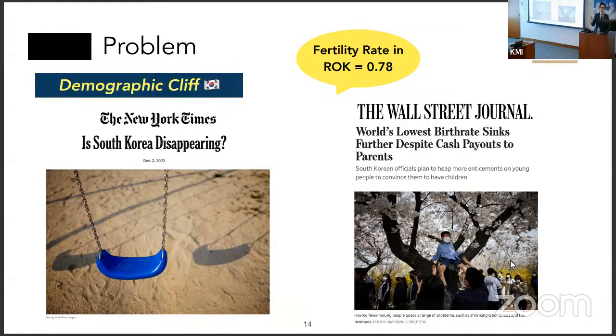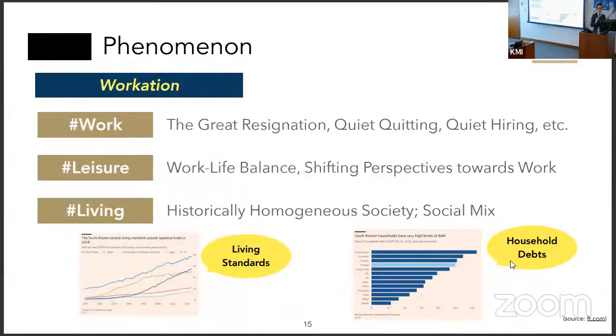And these two articles, let's take a look at the titles. First one on the left is South Korea disappearing. I know, dystopian scenario, but we will talk about the solution today, okay? And number two, world's lowest birth rate sinks further despite cash payouts to parents, okay? So another policy didn't work out quite well. So workation phenomena, let's talk about the facts and figures related to this problem.